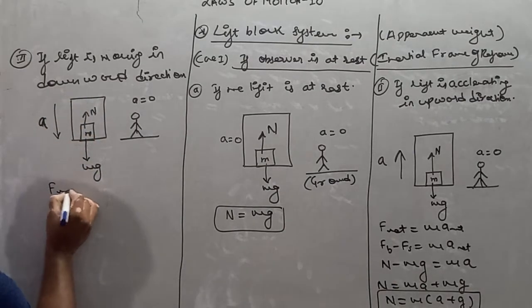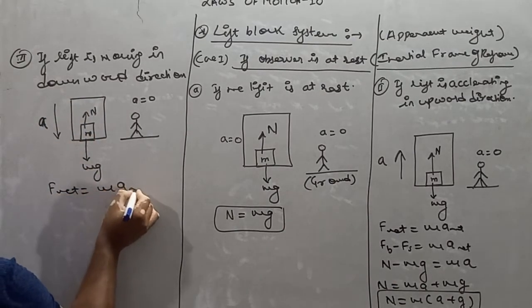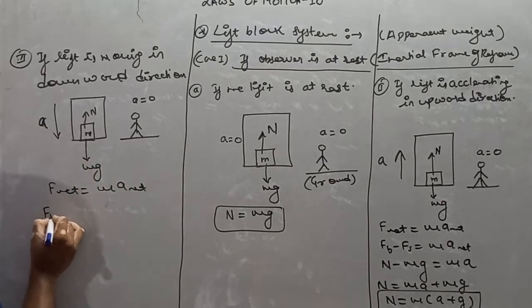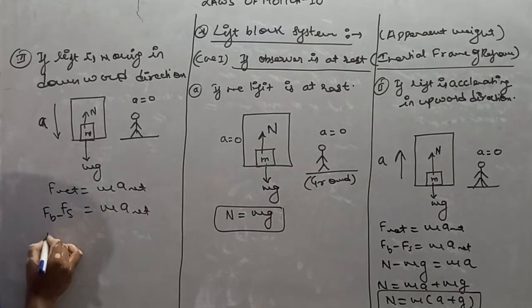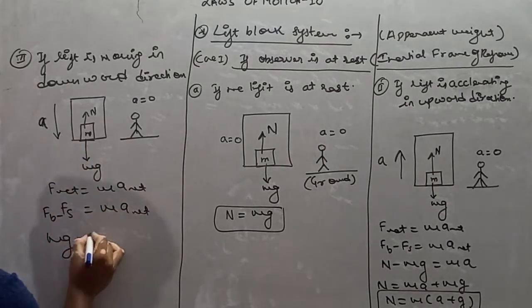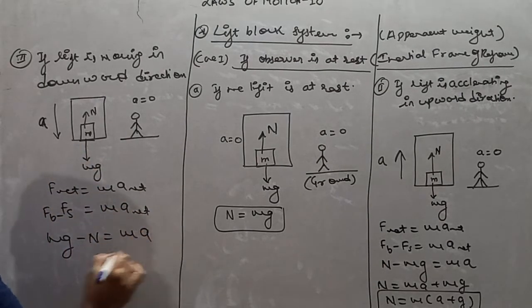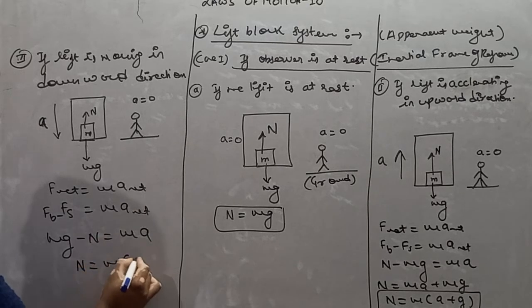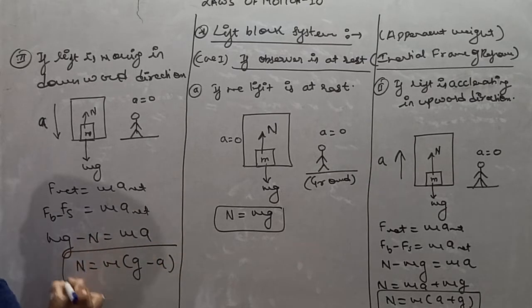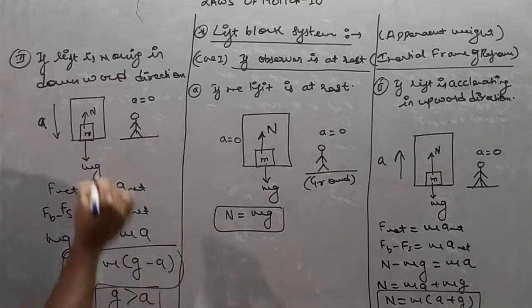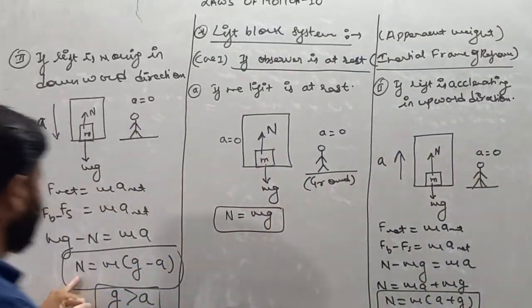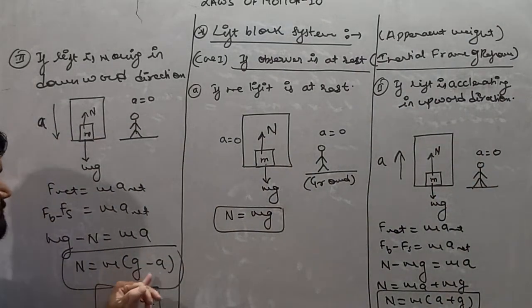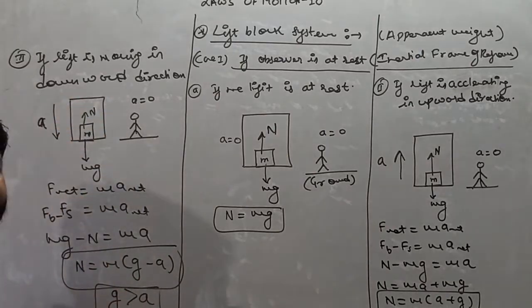So we'll apply F net is equal to m a net. F net means bigger force minus smaller force is equal to m a net. So bigger force is mg minus normal is equal to ma. So normal is equal to mg minus a. Remember one more thing, my dear student, acceleration due to gravity is always greater than the acceleration a. In this situation, what will we get? N is equal to mg minus a when the lift is moving down.